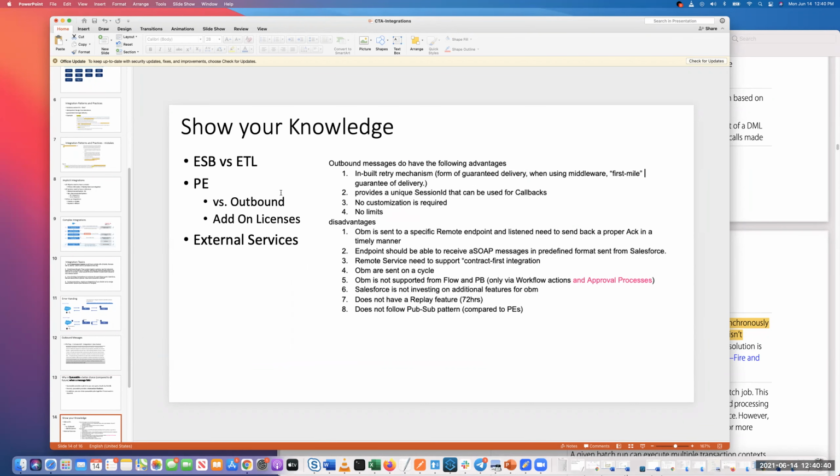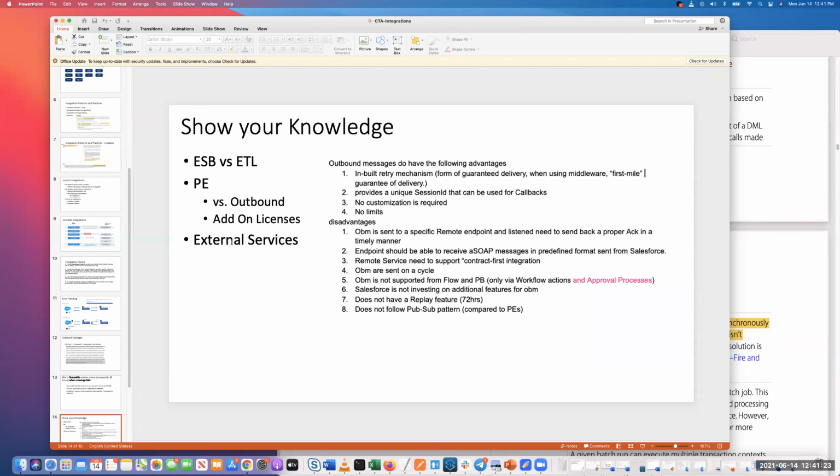One other thing is, in your report, as you go through, just show some knowledge, right? As I said, ESP, ETL, also when you're picking platform event versus outbound. I didn't talk about all of them, but I quickly said I'm using platform event for a few reasons. It's good if you can, because if you look at the study guide, you have to justify, right? On platform event, you can always say, based on the transactions, you might need to buy add-on licenses. So pick a few things that you want to talk about.